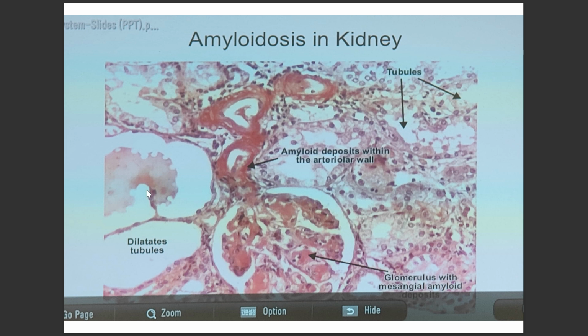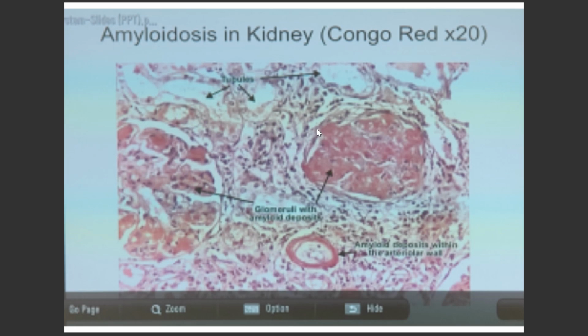You notice that the lumen is dilated, the proximal convoluted tubule lumen is dilated, and all the septa are rich in inflammatory cells. So we can say that this is amyloidosis of the kidney. Let's go to the next slide.